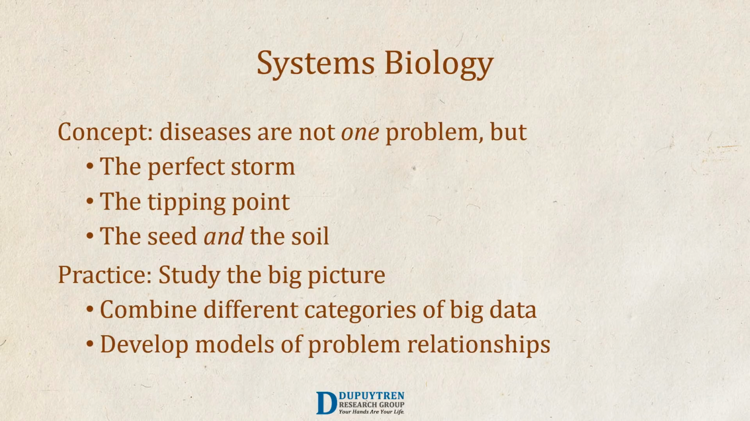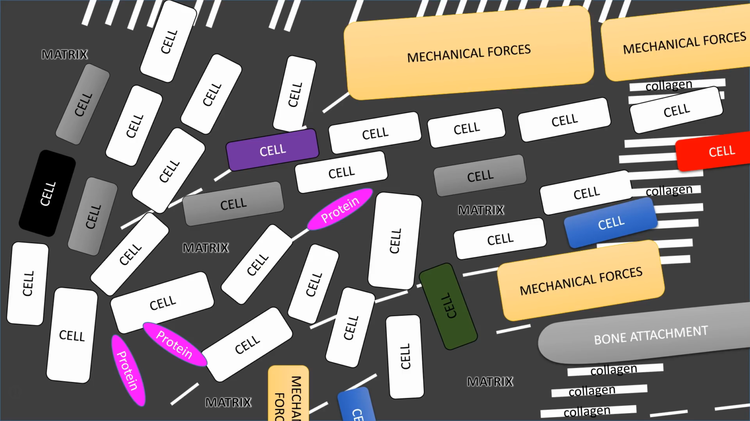The systems biology is embracing the concept that some diseases are not one problem, but they are the perfect storm, or the tipping point, or the interaction between the seed and the soil. It's an issue of relationships, and the way that systems biology works is to combine many different categories of data into one data source, and then use a variety of methods to develop models of the relationships between the different types of data to come up with a model of disease. Dupuytren clearly falls into this.